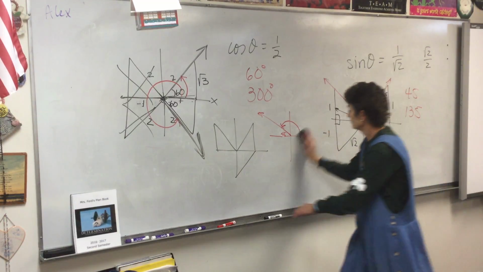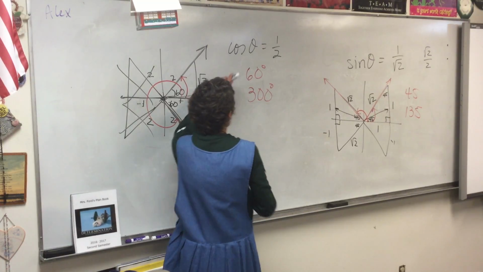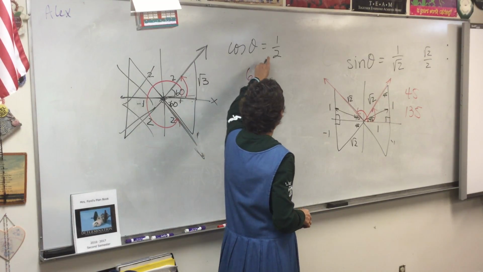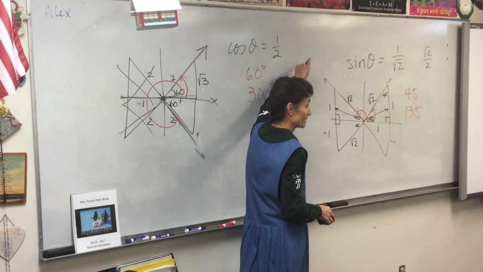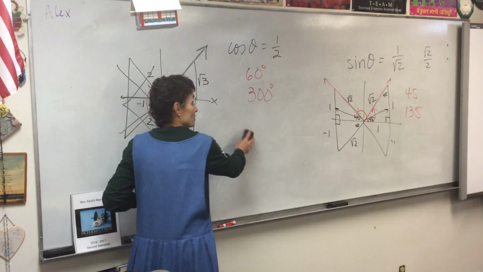How is it again that we know which side to look for? What function do you have? If it's cosine, you're looking at adjacent over hypotenuse. If it's sine, you're looking at opposite over hypotenuse.